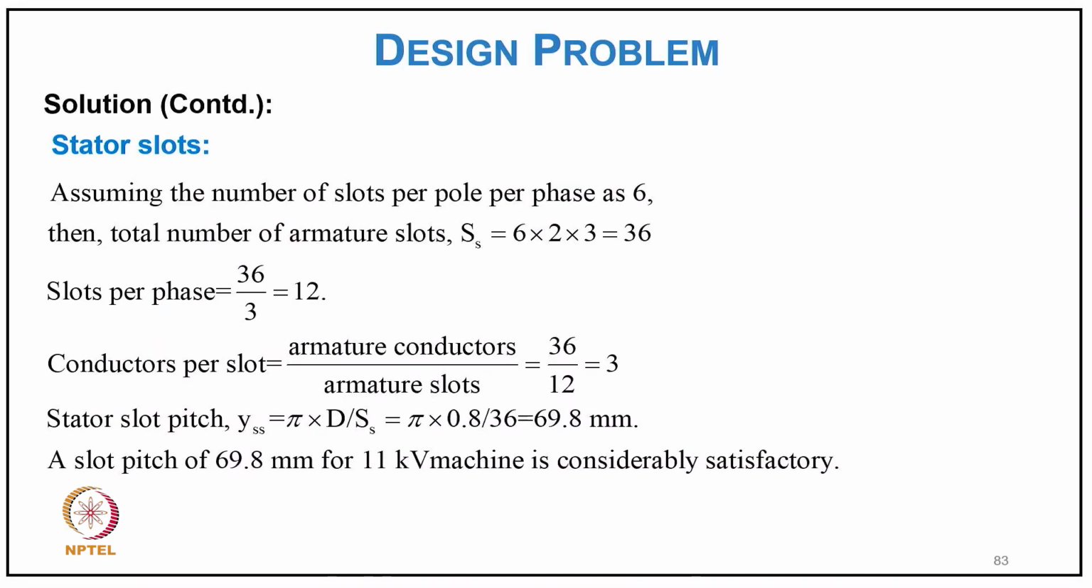Now coming to stator slot. Assuming the number of slots per pole per phase 6, the total number of armature slots is S equal to 6 into 2 into 3, 36. So slots per phase is 36 by 3, 12. So conductor per slot is armature conductor by armature slot, so it comes 3, and stator slot pitch y_ss equal to pi D upon S_s. Putting the value, it comes 69.8 millimeter. A slot pitch of 69.8 millimeter for an 11 kV machine is considered satisfactory.